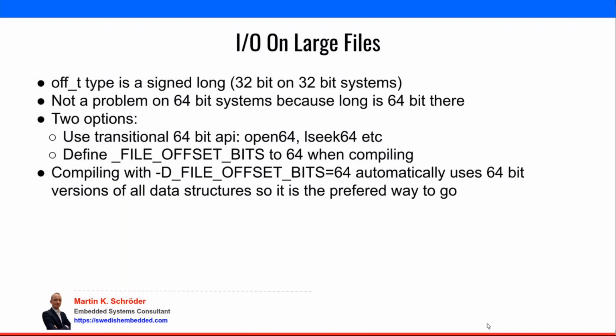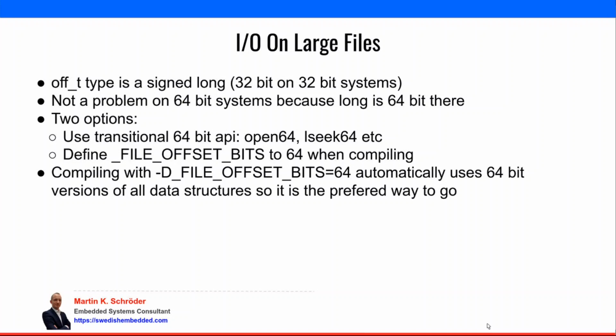We also have the issue though with the offset. The off_t type, which is used to specify the offset in a file, is actually assigned long. And on 32-bit systems, this is a 32-bit integer. And since it's a signed integer, we can only access files that are slightly bigger than 2 gigabytes.